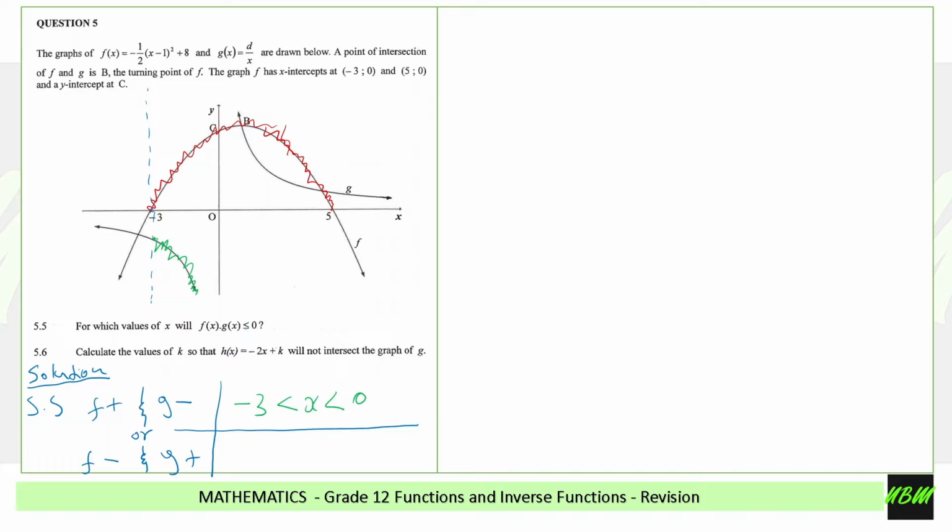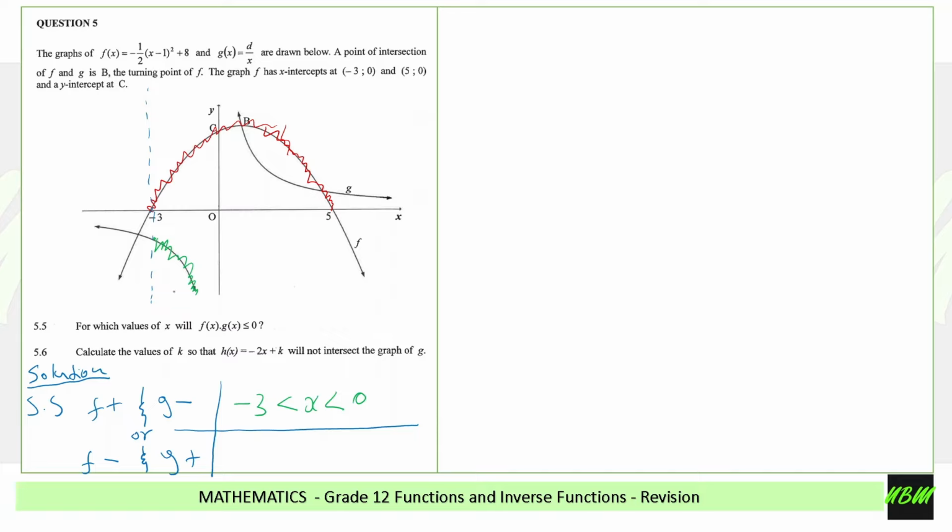But the question said less or equals to. So now the question is, are we going to include 0 and negative 3? Let us start with 0. Now if x is equal to 0, let us check. On the graph of f, where x is equal to 0, what will be y? Y will be at point C there, which is 15 over 2.